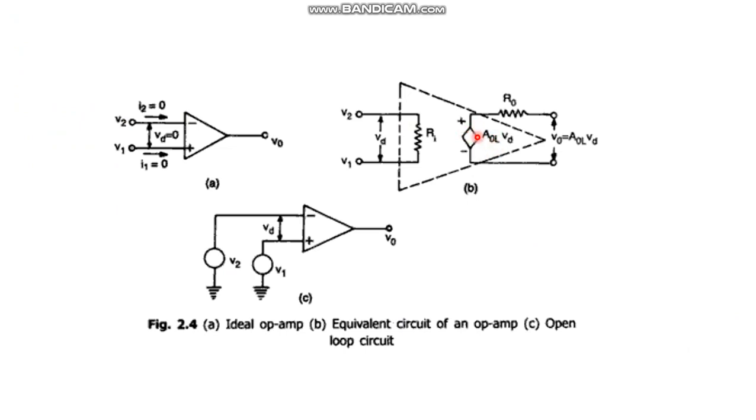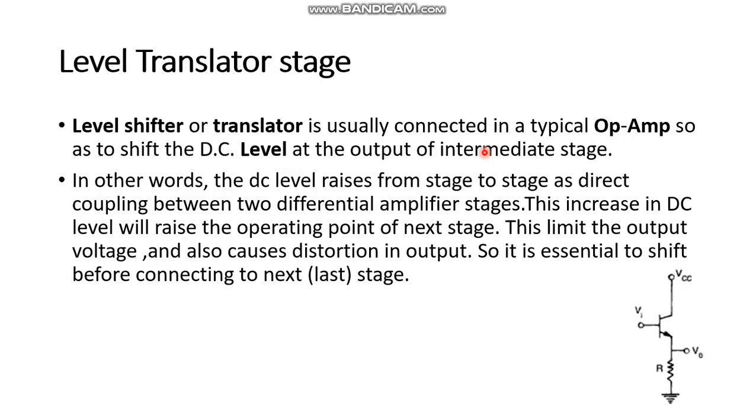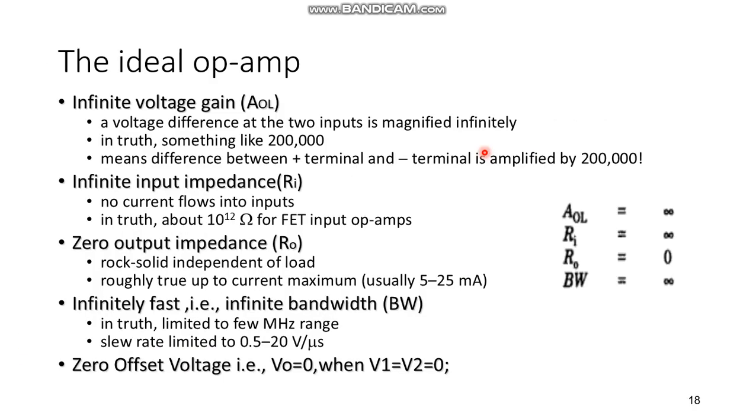What is this one? This is a voltage dependent voltage source. So this is a dependent voltage source. Its voltage is dependent on this value. Okay, so this is AOL, open loop gain. Its value should be infinity ideally. And the voltage difference of the two inputs is magnified infinitely.